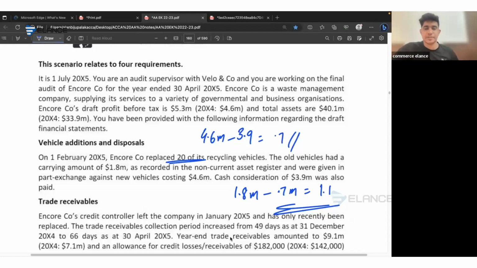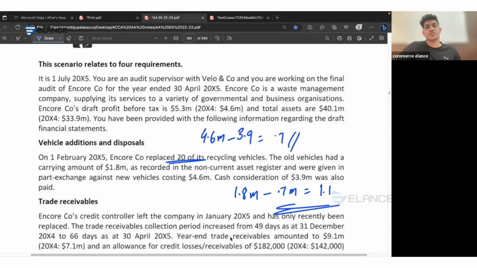We have to charge the depreciation, right? So what can you do? You can recalculate the depreciation expenses of the new assets in order to confirm whether the depreciation has been charged on the asset from the date on which the asset becomes available for use, right? Okay. Then what else can you do in this case?